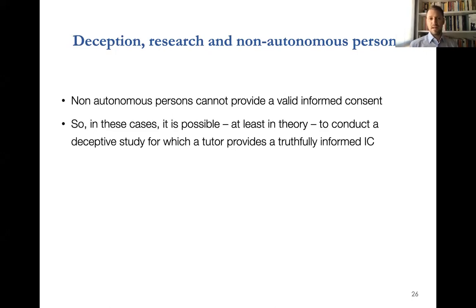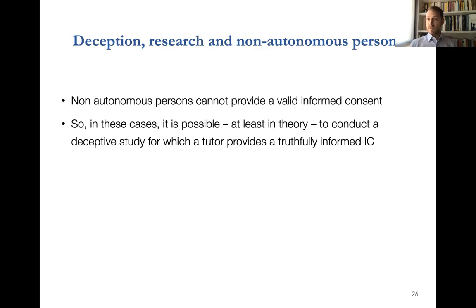So obviously the point is that non-autonomous persons, or at least persons that are not sufficiently autonomous, cannot provide a valid informed consent in the first place. So somehow in this kind of studies, we split the problem that we have been examining until now into separate cases. For there are the participants who are not fully autonomous, but there are also other persons providing for them a surrogate informed consent, for example, the legal tutor.